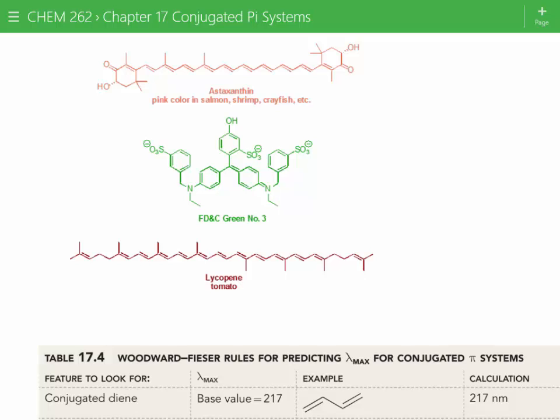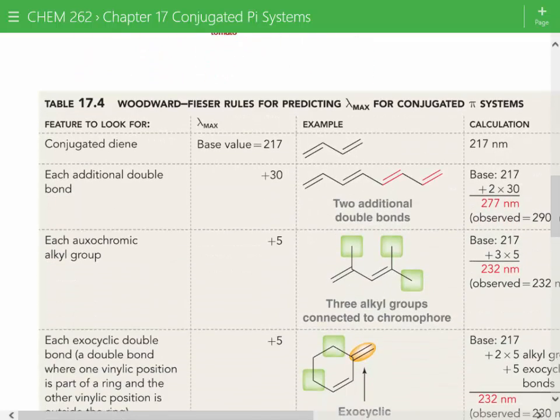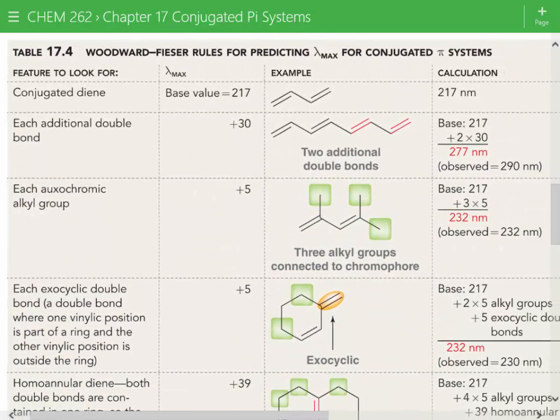And there's a set of rules defined in your book called the Woodward-Fieser rules, where we can actually try to predict where things will show up. So I don't expect you guys to know this. I just think it's really interesting. I'm not going to put this on a quiz and say predict the wavelength of this, right? I just think it's neat that if you have 2 double bonds, this has a base value of 217. You add another double bond. Each additional double bond adds 30 nanometers to it. So on this one, we're going to add 30 times 2. This goes to 277. If you've got alkyl groups, they each add 5 nanometers.